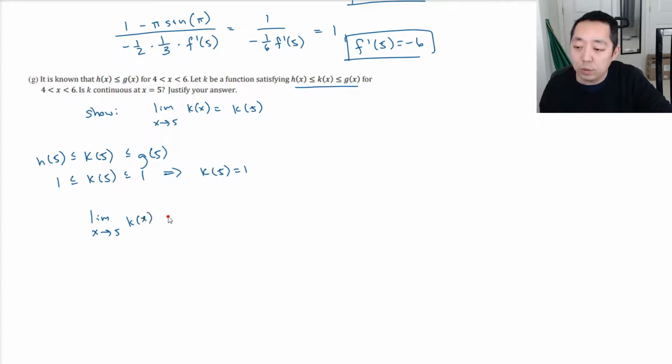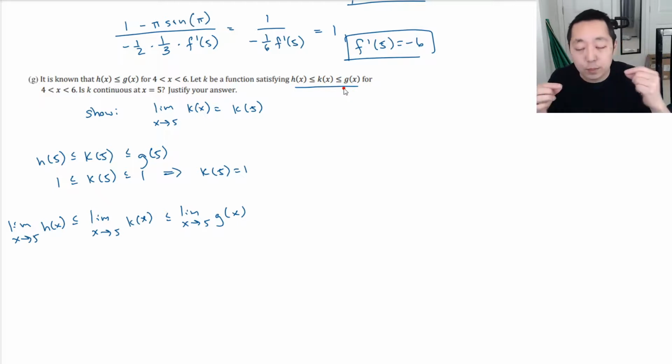Well, just like before, we can kind of do this. If we know the limit as x approaches 5 of g of x, we know that it has to be greater than the limit as x approaches 5 of h of x. And the reason we know that is because k is always between h and g, even as x approaches 5, that inequality must still hold, right? So this limit we know is true because g and h are continuous.